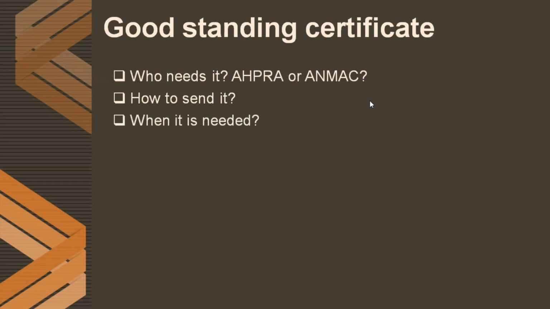AHPRA needs a good standing certificate after you complete the OSCE and apply for the final registration. At that stage, you have to provide one good standing to AHPRA, and you have to provide one good standing to ANMAC before you apply for the ANMAC assessment. So it is ideal that before you apply for the ANMAC assessment, you send a good standing certificate from all the boards to ANMAC. AHPRA takes a good standing certificate which is up to 3 months old, whereas ANMAC considers up to 1 year.